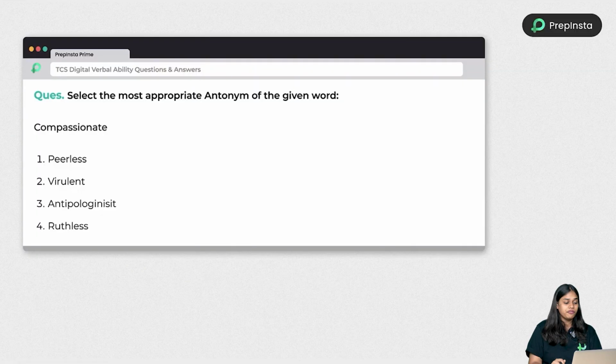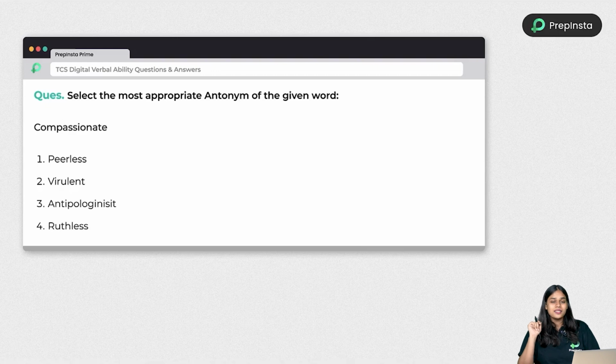Alright, moving forward. So we have an antonym kind of question here. Select the most appropriate antonym of the given word. The word given to you is compassionate. First of all, pause the video, understand the terms and give out the meaning on your own. If you know the meaning of the words, great. If you don't know, we are going to discuss them.